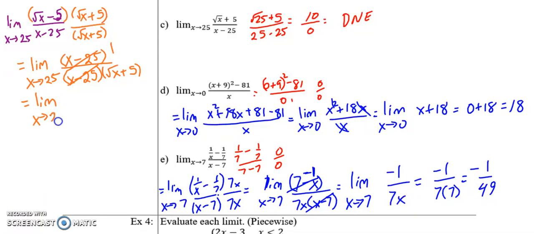So the limit as x approaches 25 of this is equivalent to 1 over the square root of x plus 5, or 1 over square root of 25 plus 5, or 1/10.